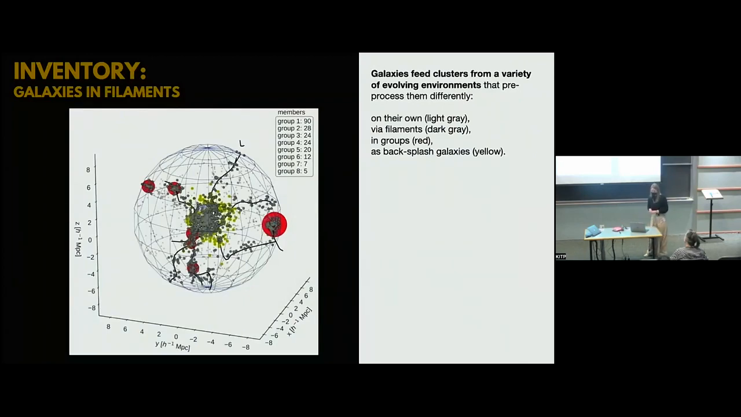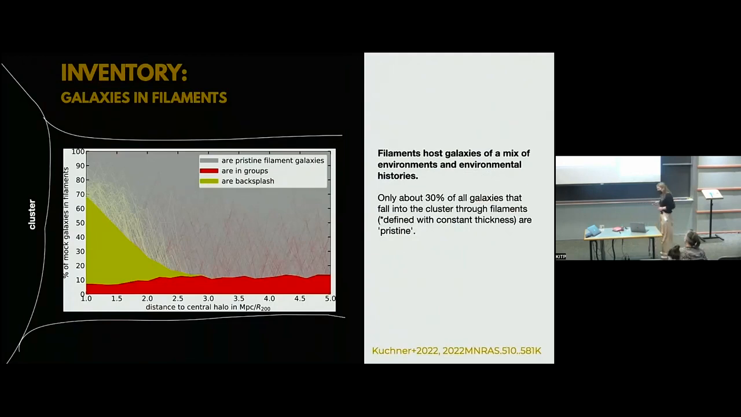So finally, what can we expect? How many of the galaxies around the cluster are in which environment? In these groups, in the filaments, and then these yellow objects are galaxies that are backsplash galaxies. So they have gone in and out again and are possibly on their first return. Let me go here. So imagine you are a filament galaxy. Here is the cluster, here is our filament, and the distance to the central halo is plotted here on the x-axis. The majority are pristine filament galaxies. They will have experienced the filament environment.